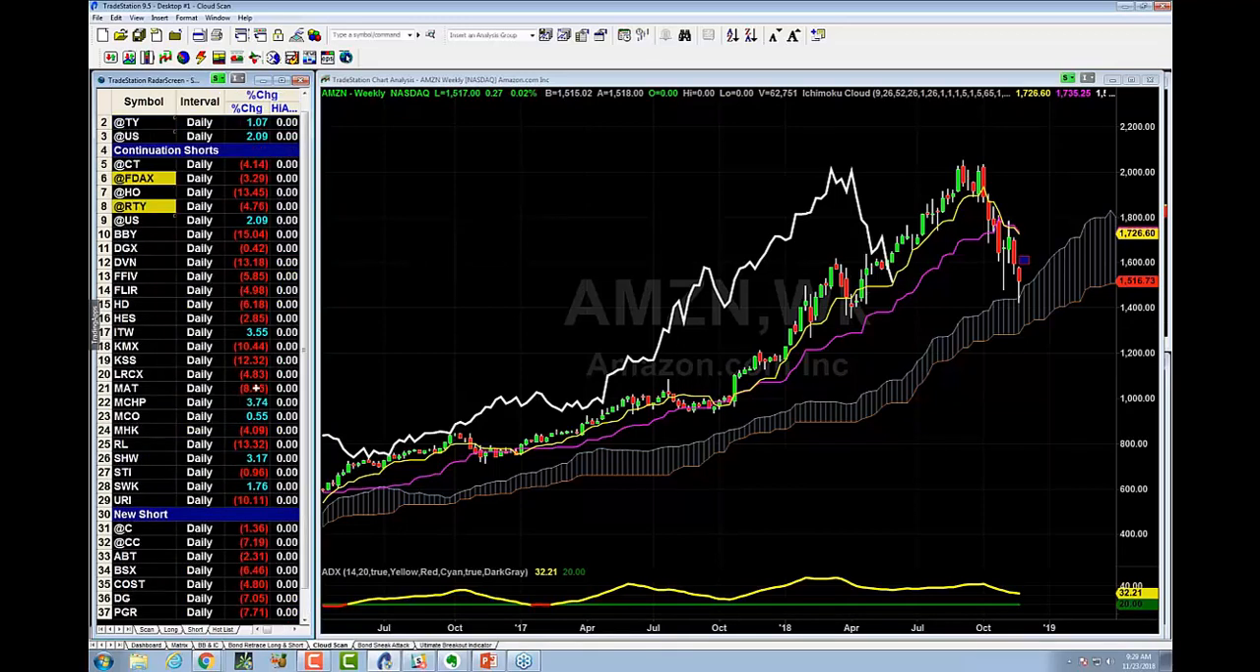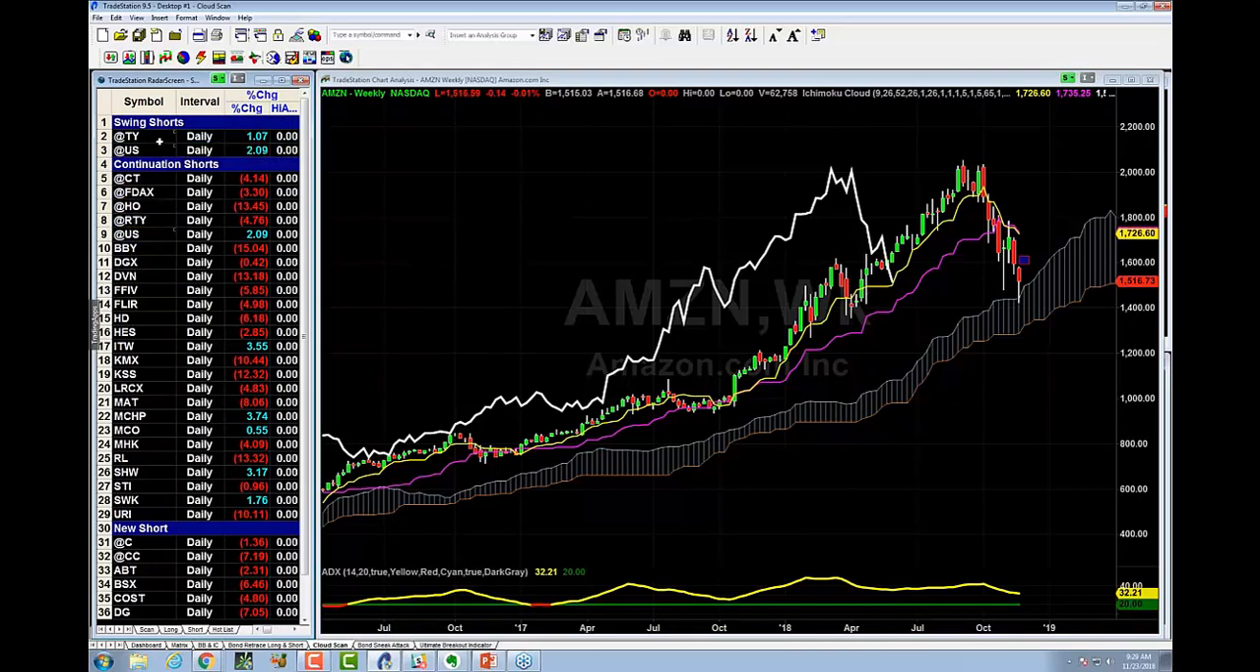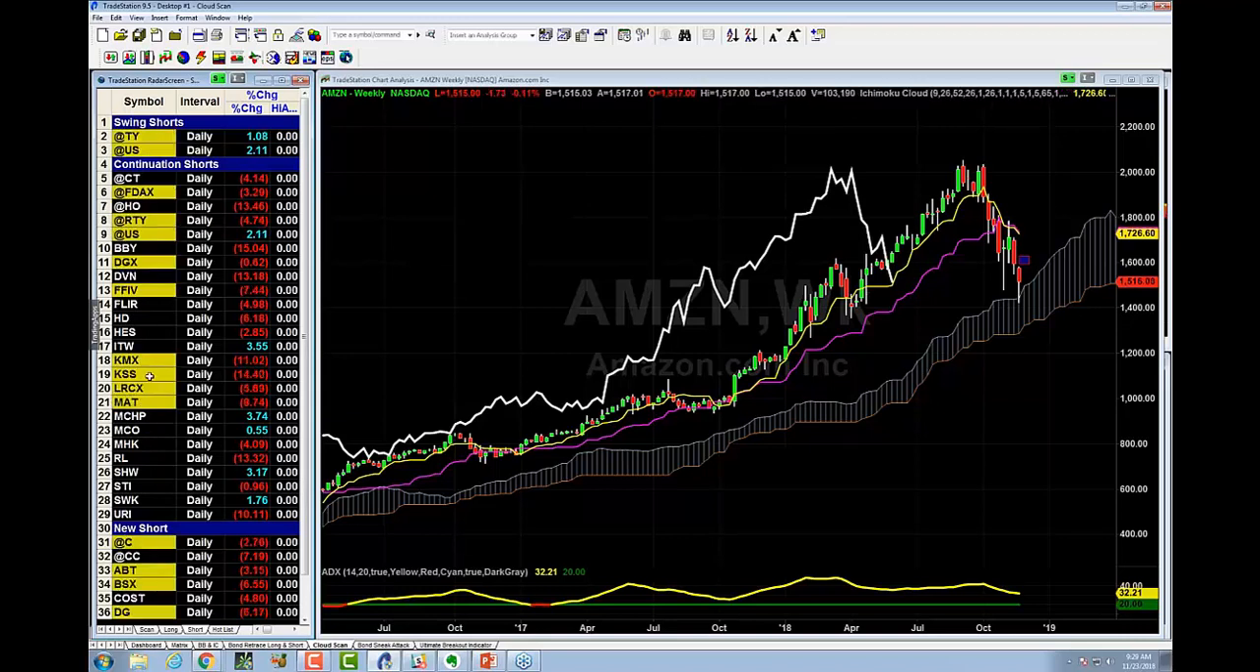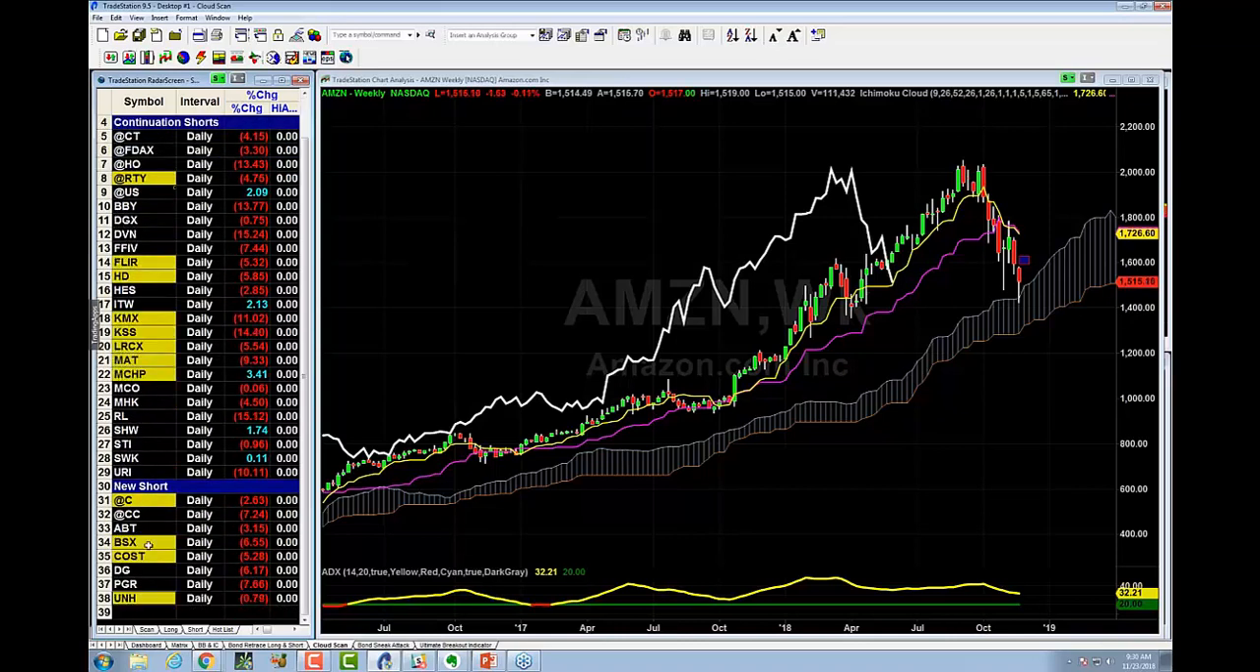On the short side, I have some investment shorts, so short bonds, okay? Continuational shorts, which should continue to break down lower and can make me money over the longer term too. And then I've got the new shorts, okay?